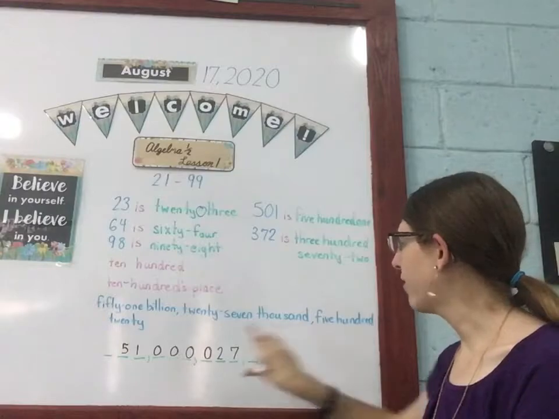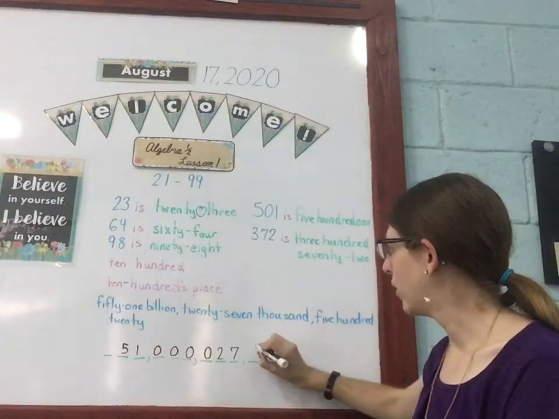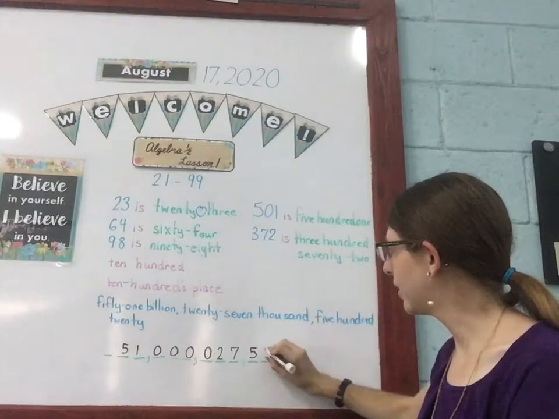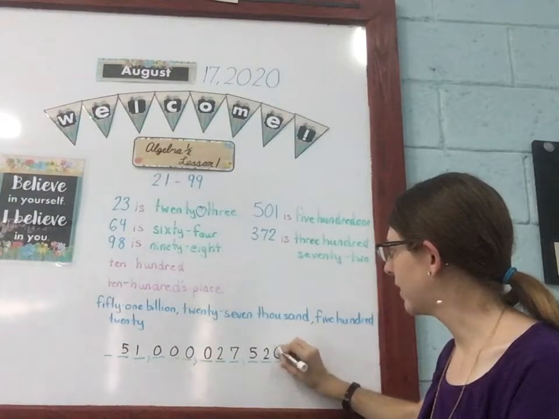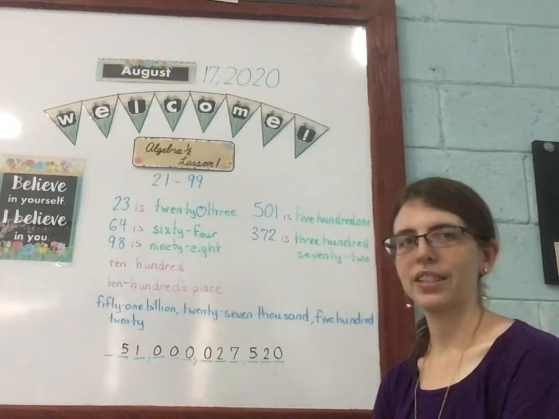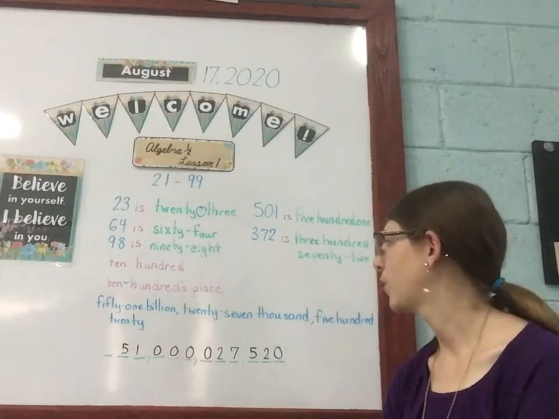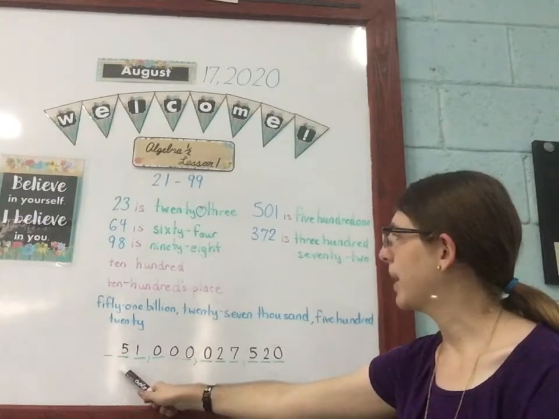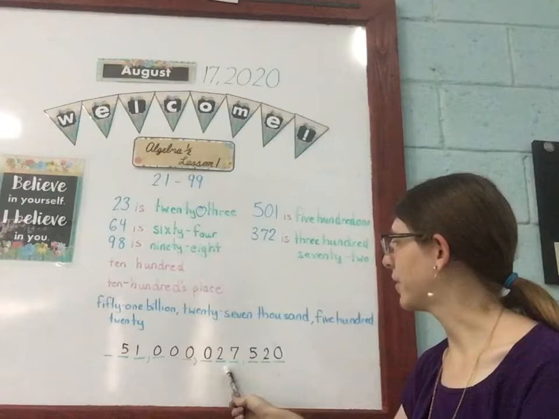Now I have 520. So I have 5 in the hundreds place, 2 in the tens place, and a 0 in the ones place because it's a 20. So there you go. 51,027,520.